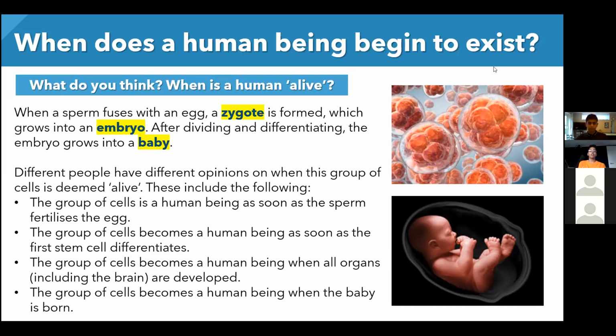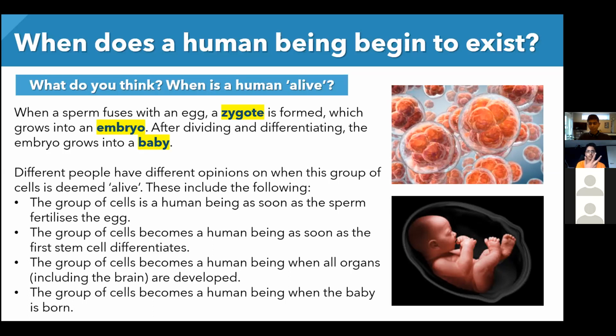Different people have different opinions on when this group of cells is deemed alive, like we've discussed. One of the viewpoints is that the group of cells is a human being as soon as the sperm fertilizes the egg. So someone said at the minute of conception. Another view is that the group of cells becomes a human being as soon as the first stem cell differentiates. At that point, that's the start of differentiation and making a unique child. So that's possible to be classified as a human being, because that's when it has its own characteristics that are different from anyone else's. Another view is that the group of cells becomes a human being when all organs, including the brain, are developed.